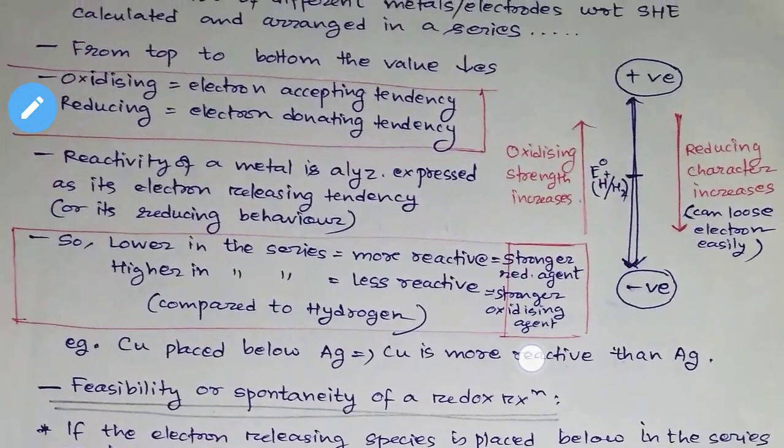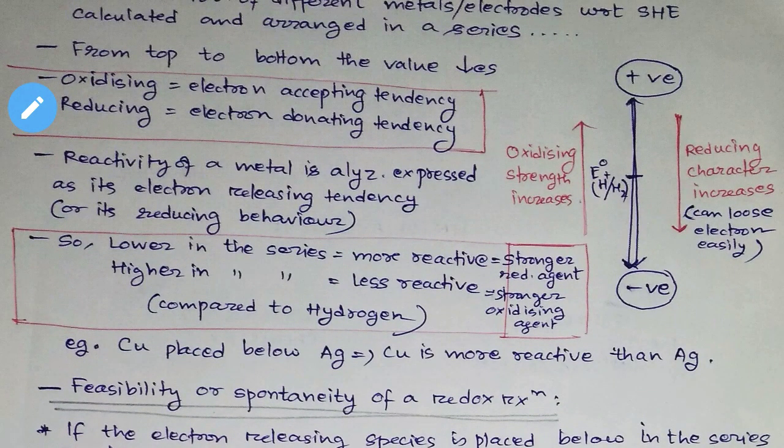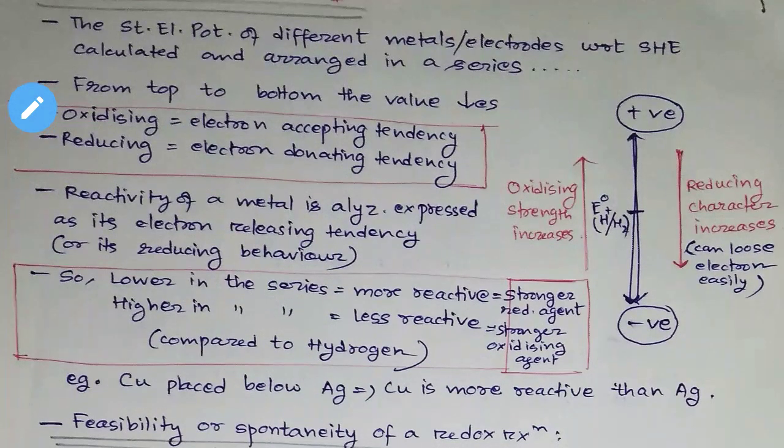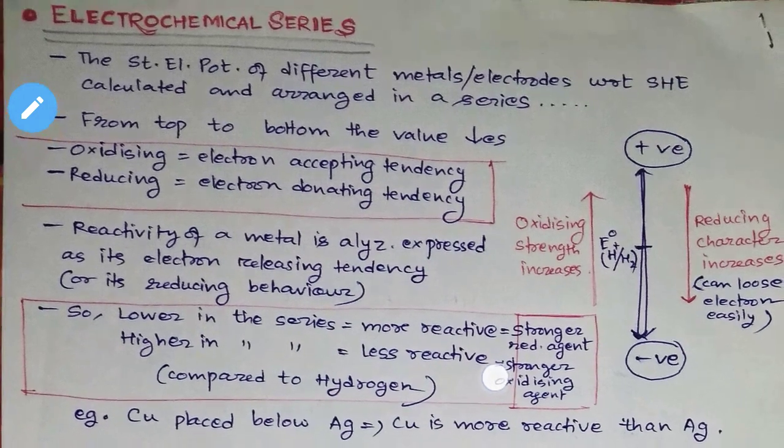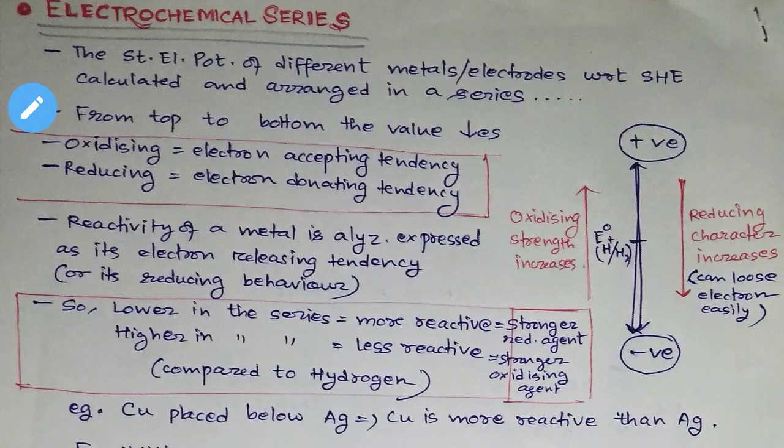So here I have written everything like that. Whatever I just spoke now is all written here, right? And one more thing, students, I forgot that. See, the reactivity of any metal is always expressed in terms of its electron releasing tendency.